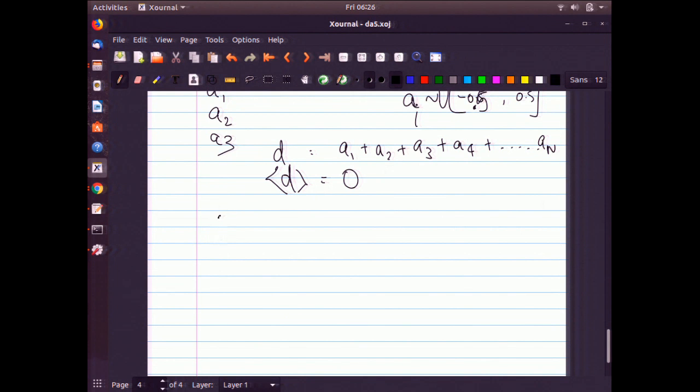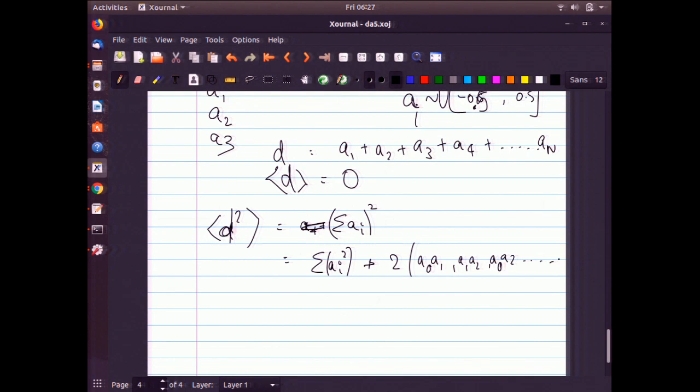Okay, so now let's look at what D squared will be. So let's say the Euclidean distance squared from the origin. Again, this is easy. You'll end up with sigma Ai, this sum squared, right? What is this? This is sigma Ai squared plus 2 times a number of sums, A0A1, A0A2, A1A2, and all these terms. Okay, is everybody clear? We just took this, squared it, and you get all these pairwise terms and the square terms.